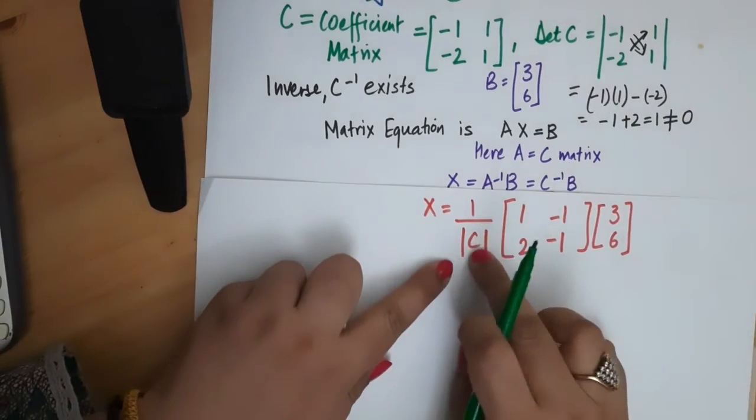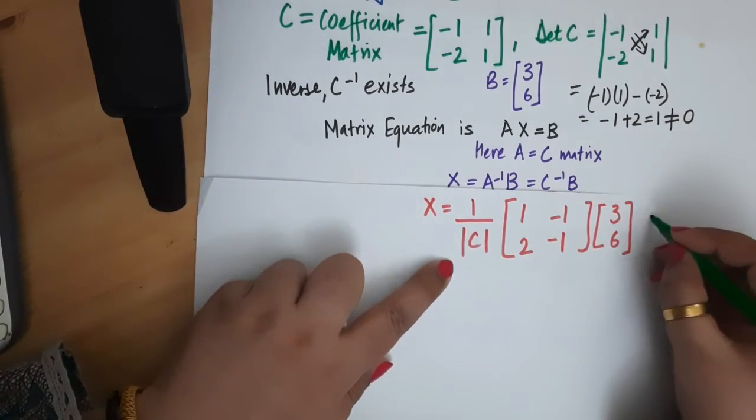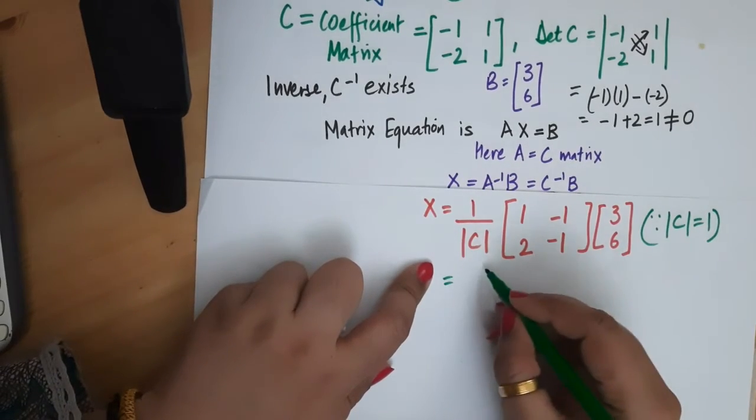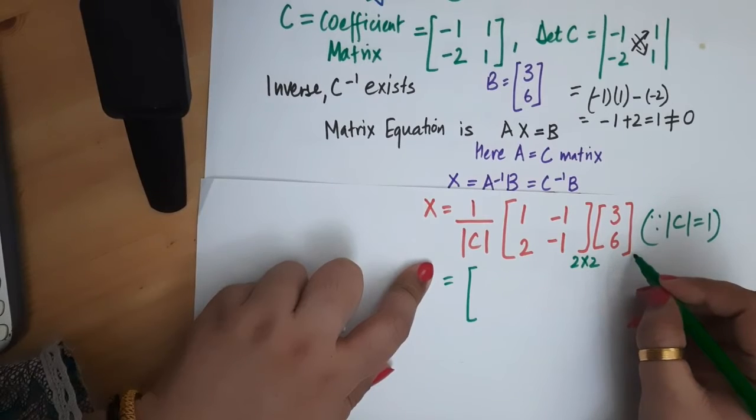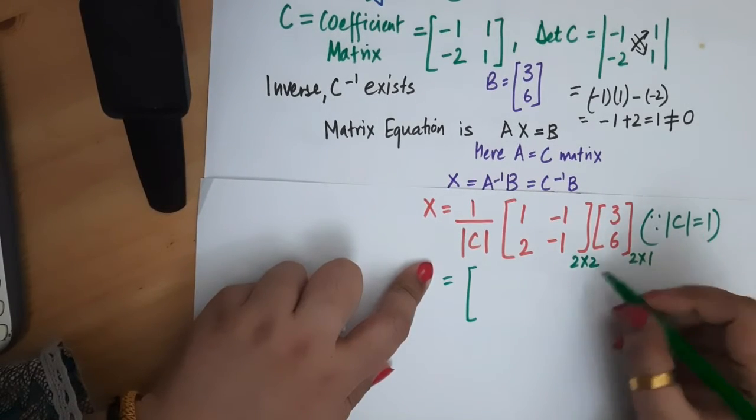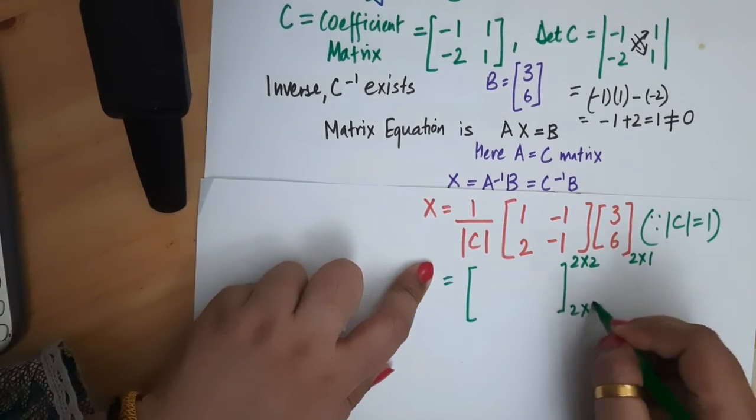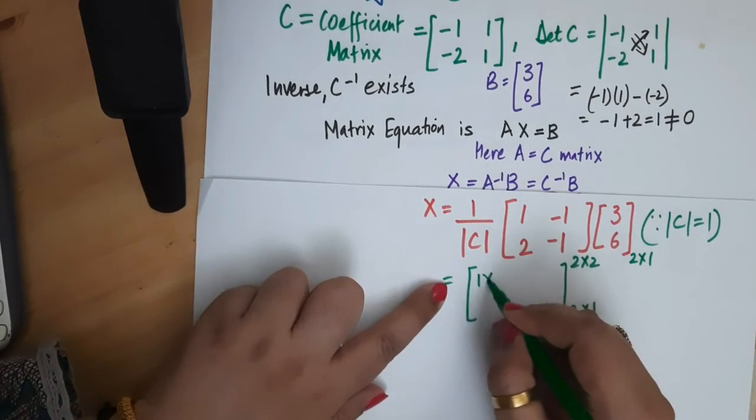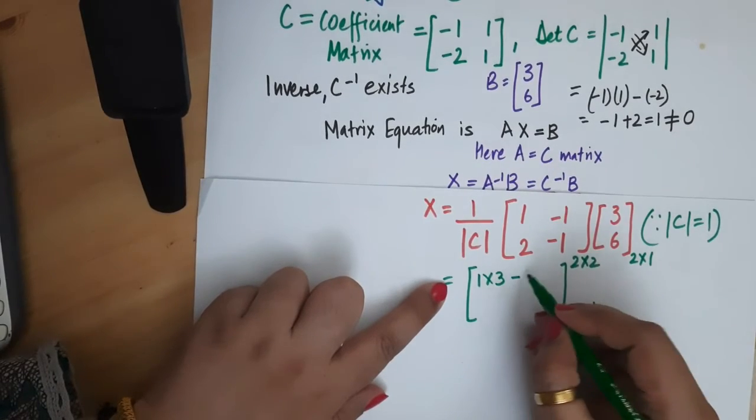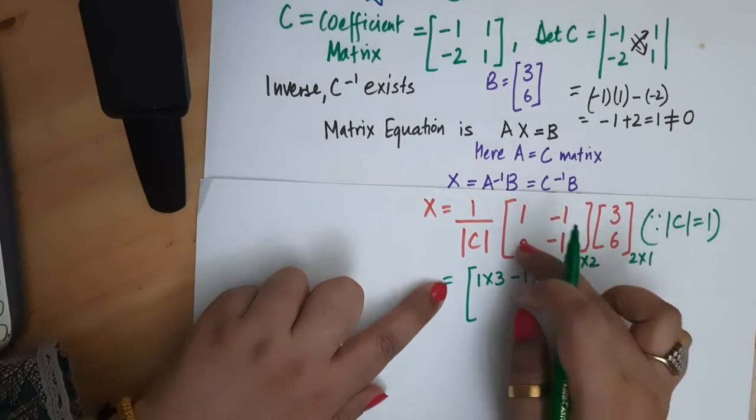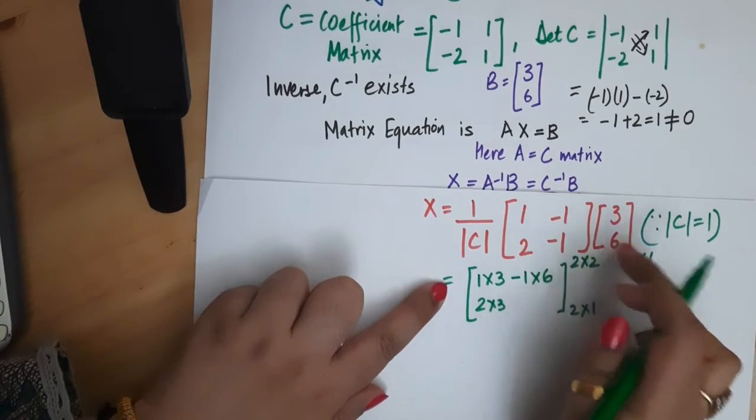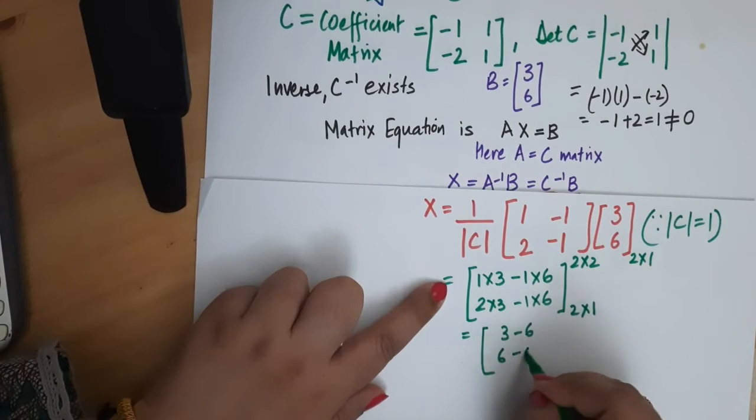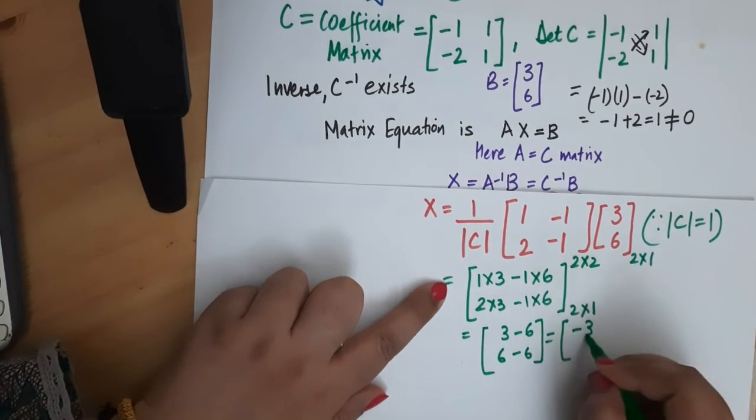Determinant of C is 1, so that is not going to change the answer. Now the solution will just be got by multiplying these two matrices. So let's do the multiplication of this 2 cross 2 matrix with 2 cross 1. The result would definitely be again a 2 cross 1 matrix with 2 rows and 1 column. So we multiply the corresponding elements, 1 with 3 minus 1 with 6, and second row would be 2 multiplied with 3 minus 1 multiplied with 6, which gives you negative 3 and 0.